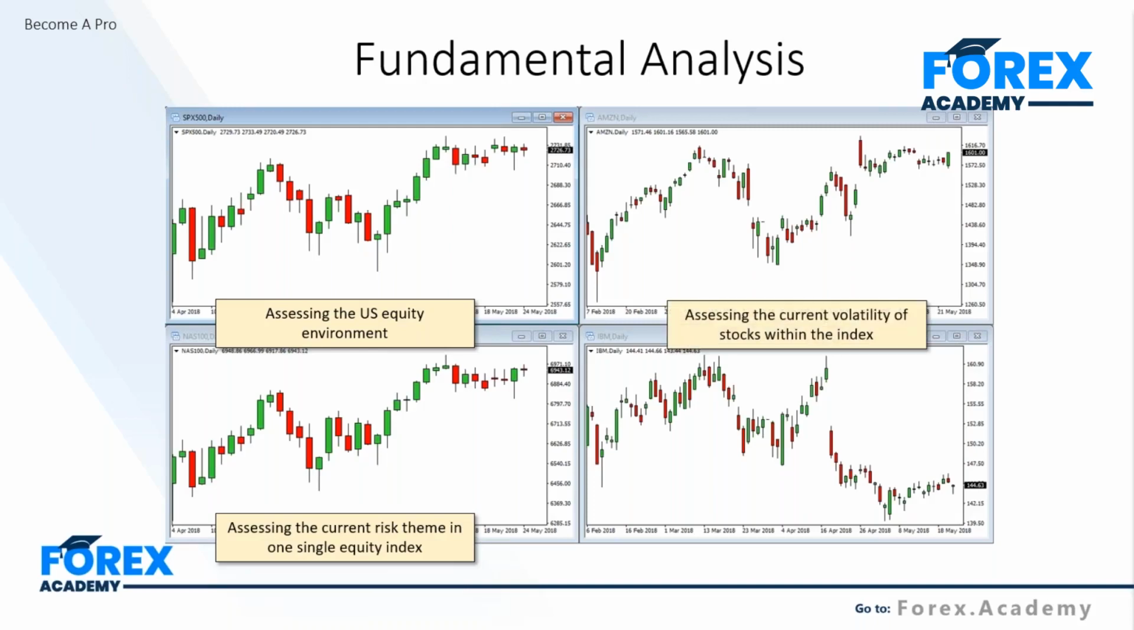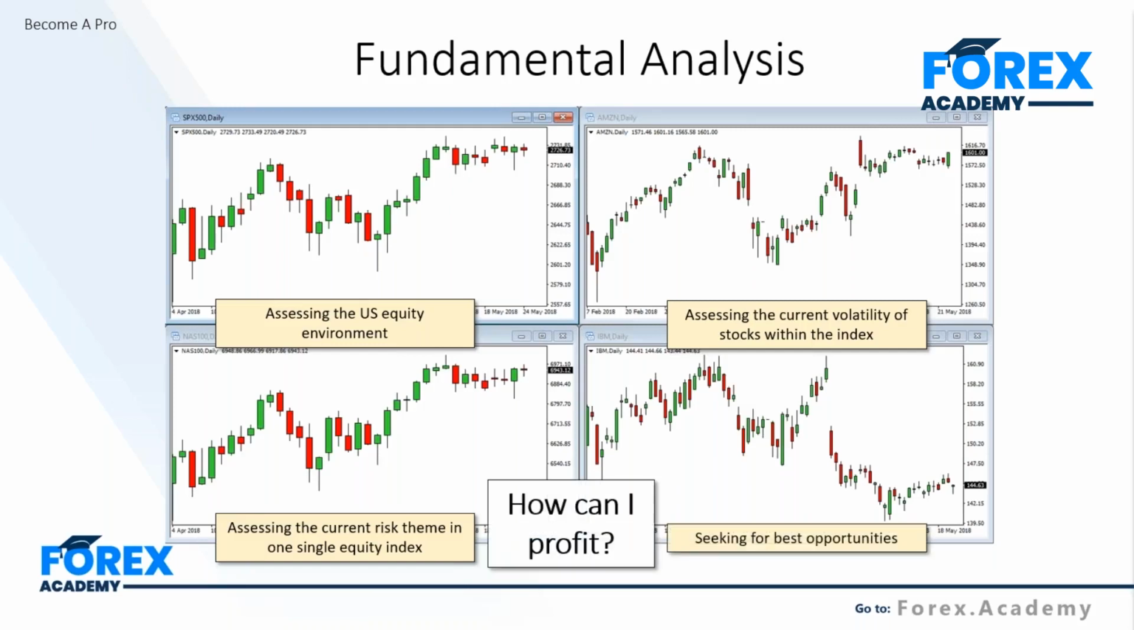Assessing the current volatility of stocks within the index, perhaps the volatility is much more that of IBM or the semiconductor sector than Amazon, a more observed technology retail company. So we assess the current volatility of stocks within the index, and we seek the best opportunities. And again, simply, how can I profit? How can I look to profit in these trades? If I believe that perhaps the Nasdaq is going to be very strong over the short to medium term, is there a trade I can get off here?